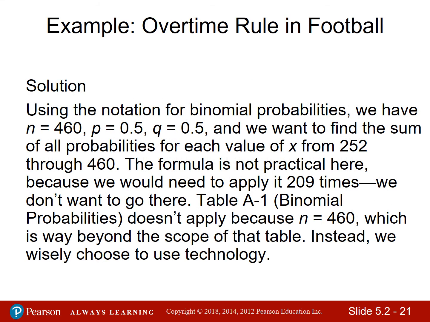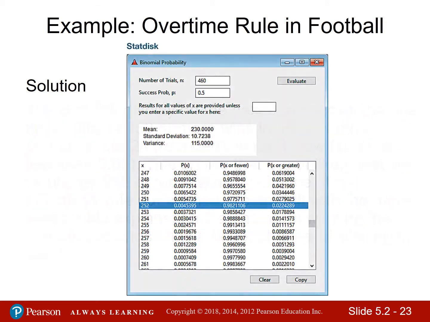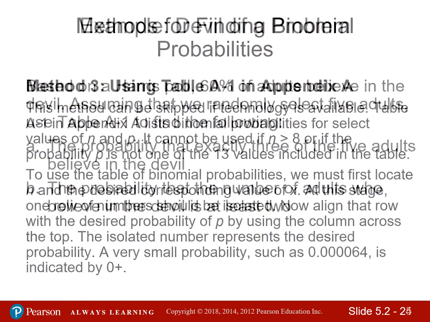You have to determine what n is, what p is, what q is, and now you can use a calculator. So we use the technology here to find it. But if you don't know how to use the technology, just use the formula we just went over. P of x is equal to n factorial over n minus x factorial times x factorial, times p to the x times q to the n minus x. You can use it to determine your probability.